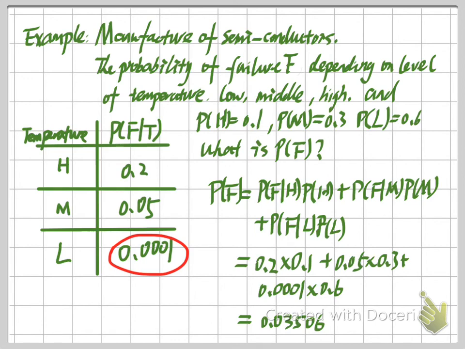This is an example of how we can use conditional probability to compute the probability of the intersection of events by the multiplication rule, and also how we can use the total probability rule based on this information to compute the probability of one event.